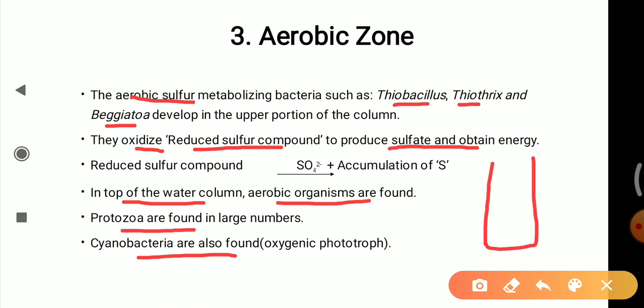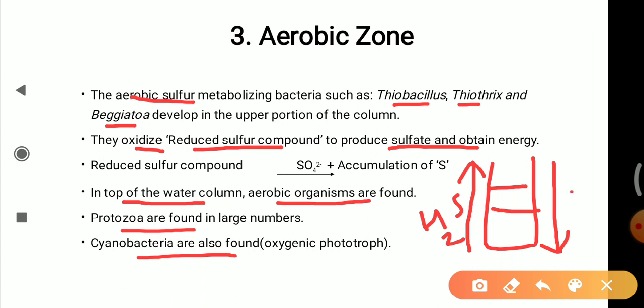Suppose this is the column and here there are the 3 zones. From here H2S will diffuse from bottom to top, and oxygen will diffuse from top to bottom, because we are exposing it at room temperature in the presence of sunlight. So oxygen will diffuse in the column from top to bottom, and H2S will diffuse in the column from bottom to top.